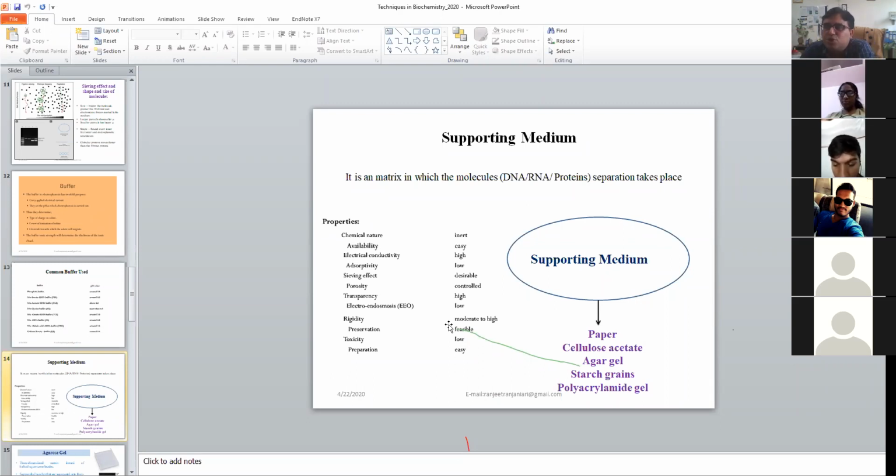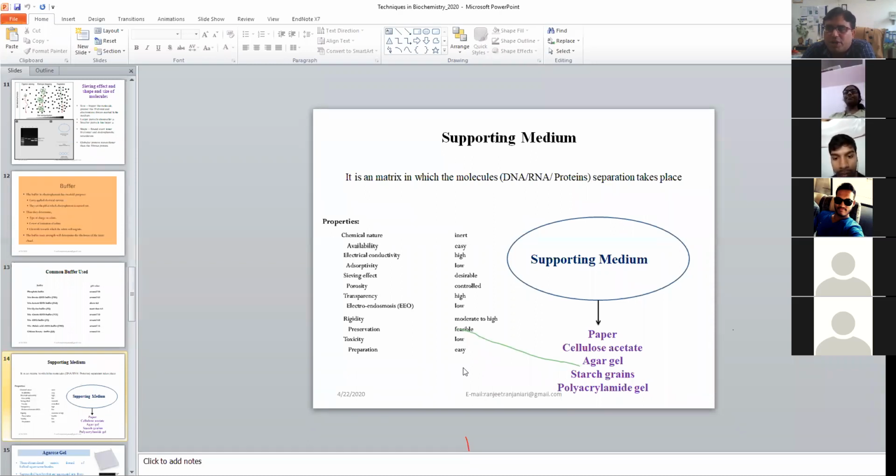Then rigidity should be moderate too. It should not be highly rigid. It should not be very crumbly, so that when you pick your gel, it should not break into two parts. Then it should not be toxic, and the preparation should be easy. So these are some of the qualities of a supporting medium. It has been asked what qualities one should look for in any supporting medium, and these are some of the qualities a supporting medium should have.